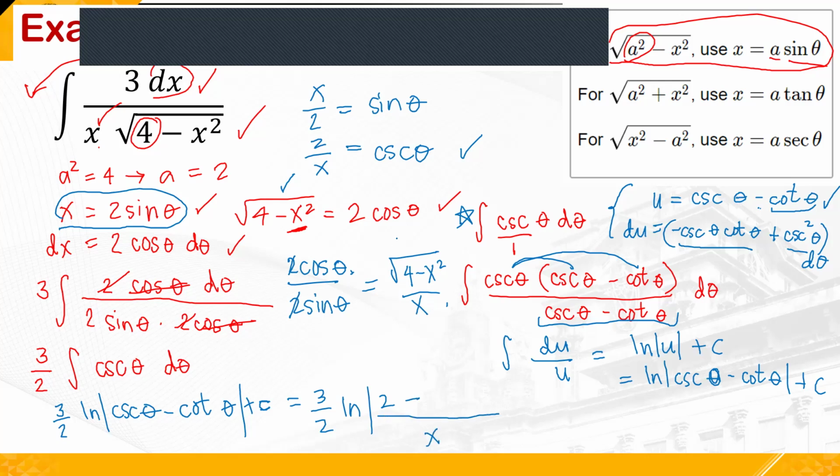Tapos, minus, the 2 came from here. Yan. Yung sa cosecant natin is 2 over x. Tapos cotangent natin is this fraction. So that's the radical 4 minus x squared also over x plus c. That's it. This is our final answer in terms of the original variable that's given.